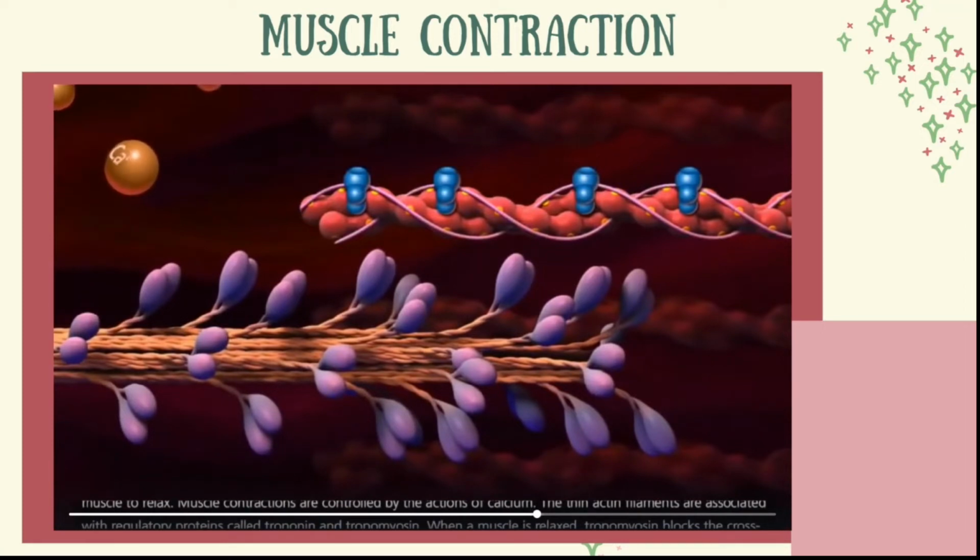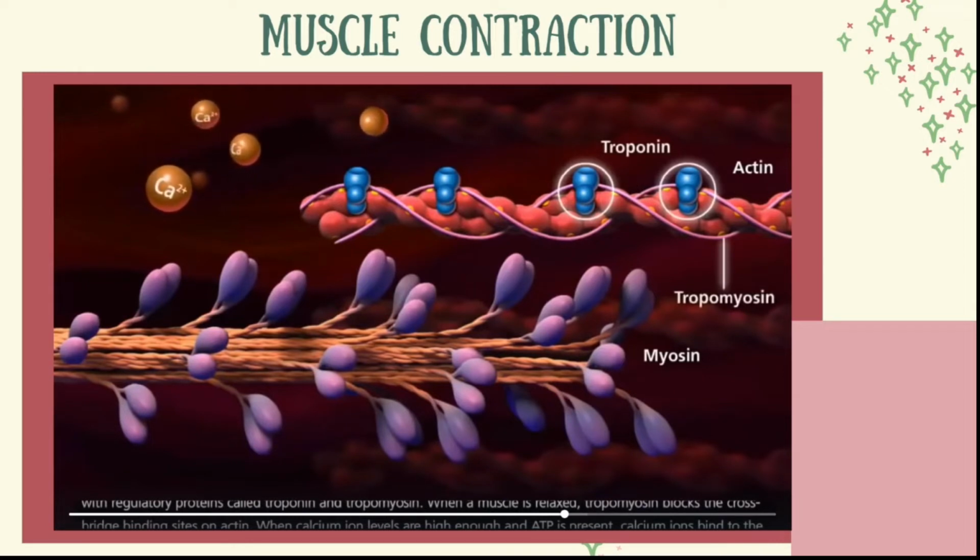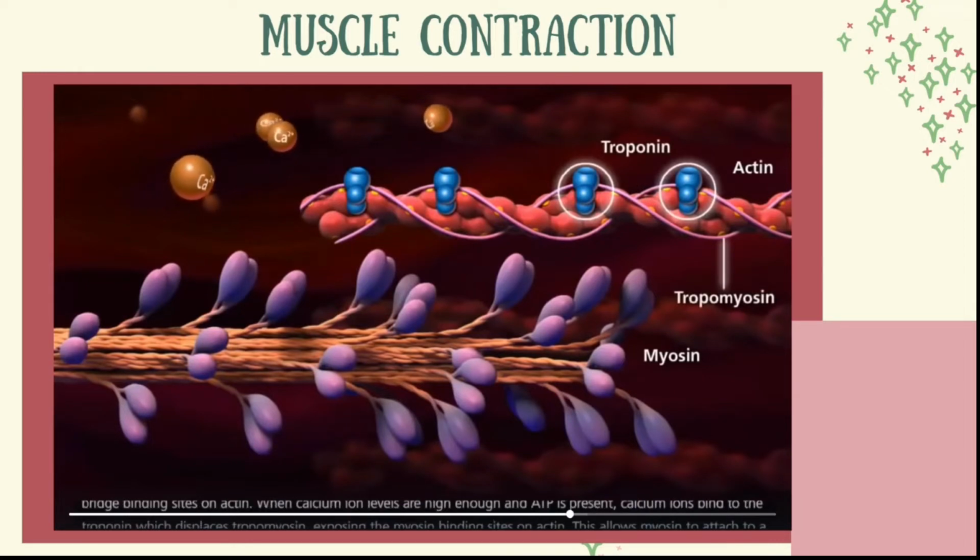Muscle contractions are controlled by the actions of calcium. The thin actin filaments are associated with regulatory proteins called troponin and tropomyosin. When a muscle is relaxed, tropomyosin blocks the cross-bridge binding sites on actin.